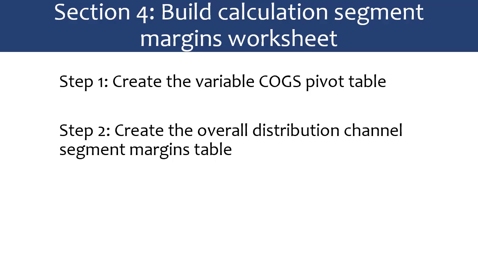This section has 2 steps. Step 1 is to create the variable cost of goods sold, or COGS, pivot table. Step 2 is to create the overall distribution channel segment margins table.